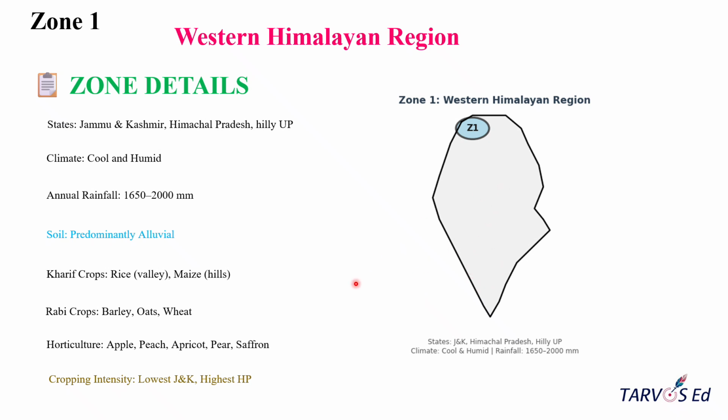And one interesting point is crop intensity is the lowest in Jammu and Kashmir and highest in Himachal Pradesh, showing how terrain and irrigation affect farming even within the same zone.